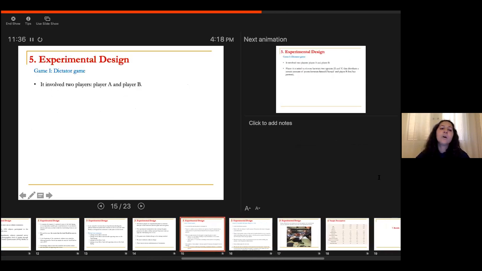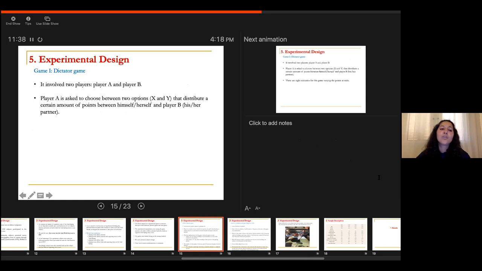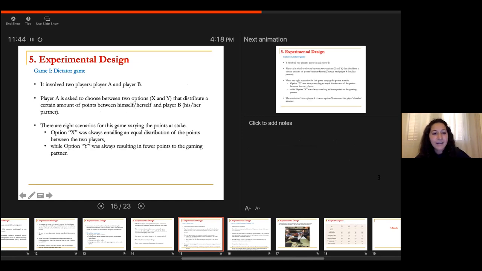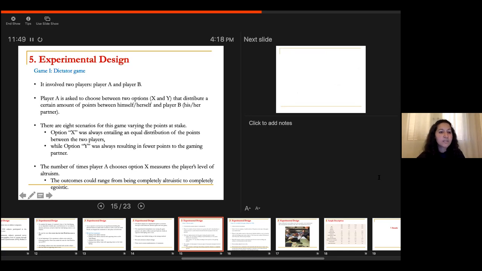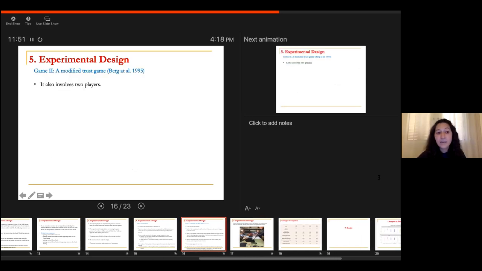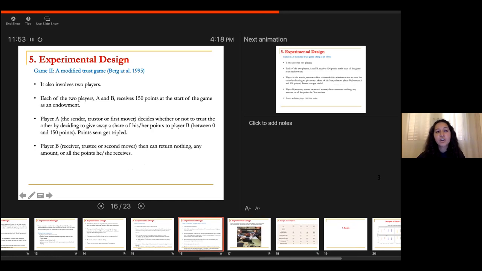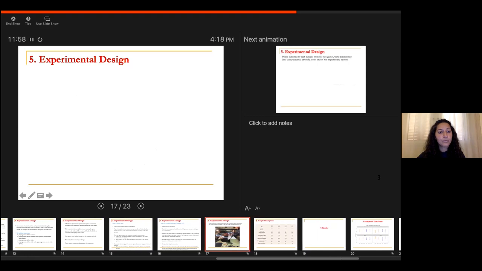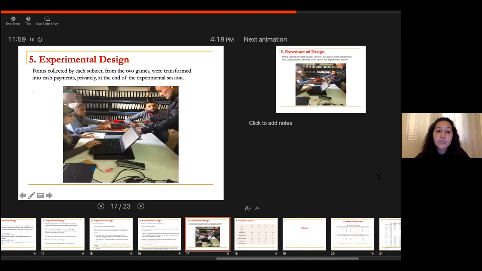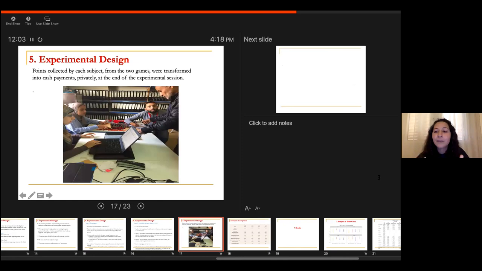This was just for those who were not familiar with the dictator game, an explanation of the dictator game. I don't think I have enough time to explain it, but we can do this in the discussion, of course. And the other one is the trust game, which is an explanation of the second game that our subjects played. Points collected by each subject were transformed into cash payments privately at the end of the experimental session. And this shows that it was done privately.